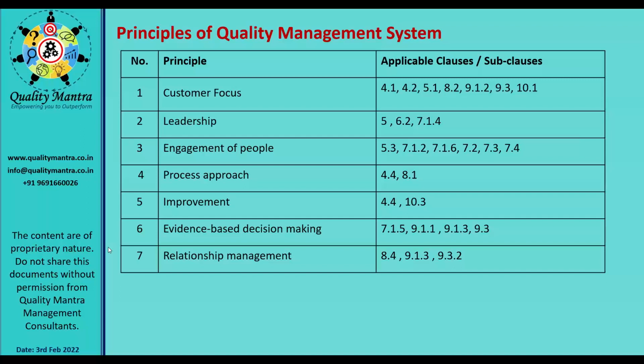Evidence based decision making: 7.1.5, 9.1.1, 9.1.3, 9.3, all these focus on evidence based decision making. The organization shall take decisions based on certain evidences. Whatever decisions you are taking should be backed with certain data, certain analysis. So you need to analyze the data, monitor the data, and then improve. And then relationship management: 8.4, 9.1.3, 9.3.2. Relationship means it is with your interested parties. Got it?